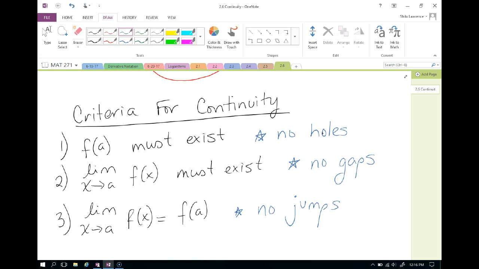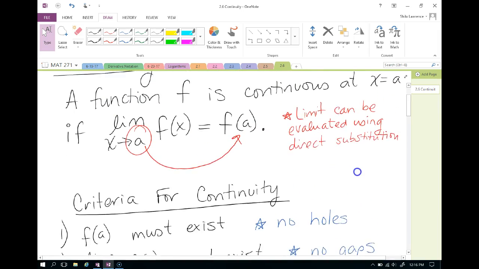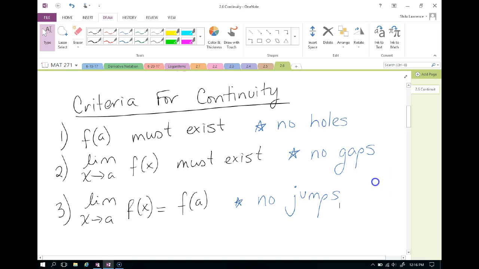So all three of these are actually in this definition. We just broke it down into smaller pieces. So we have to have a function value, we have to be able to do the limit, and they must equal the same thing. Sometimes we have a function value, sometimes we have a limit, but they're equal to two different things. And that would not help us with continuity.